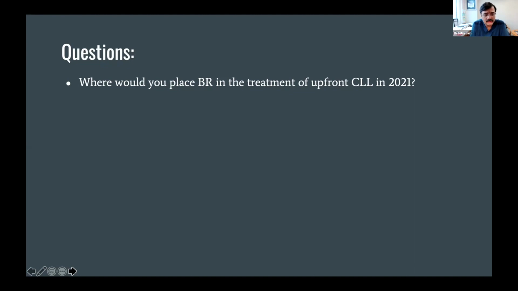Now, if you want to use it, I could envision using it for mutated IGHV patients, because if you look at the Alliance trial I showed you, BR versus ibrutinib rituximab, in the mutated IGHV patients the PFS curves are overlapping. So for mutated patients, if you want to consider it, I think it's reasonable. But most clinicians and most centers in the US have moved away from using chemotherapy completely. And if they're using it, they consider FCR, but not BR.